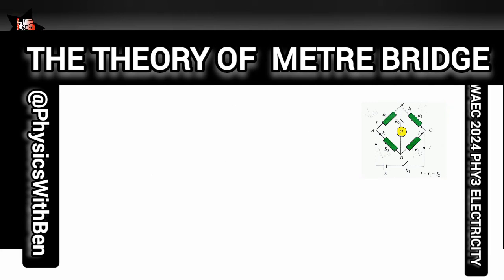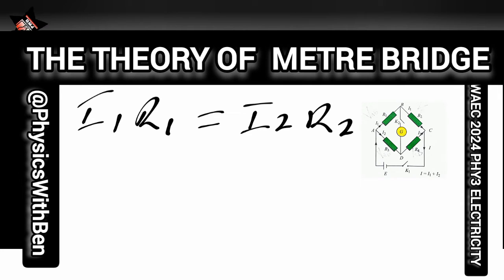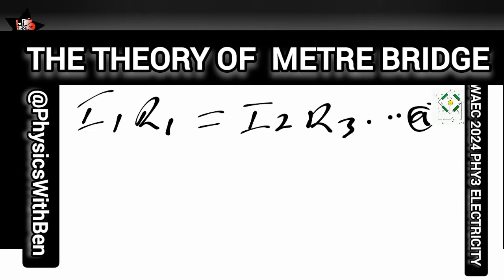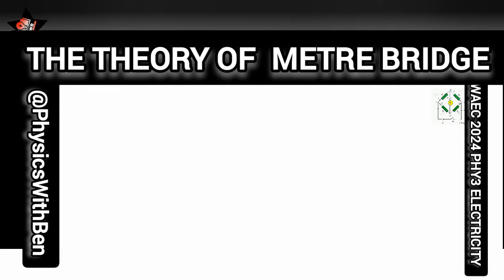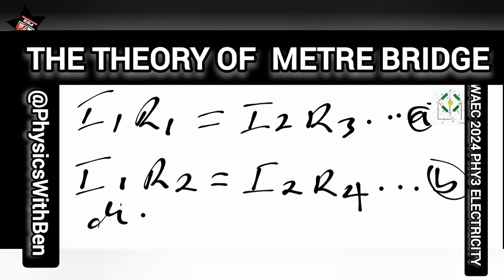So we are now going to form an equation with this. We now write that I1 R1 is equal to I2 R3. You call this equation A. So we have the second equation as I1 R2 is equal to I2 R4. We call this equation B. Now, what we're going to do here is that we are going to divide equation A by equation B.